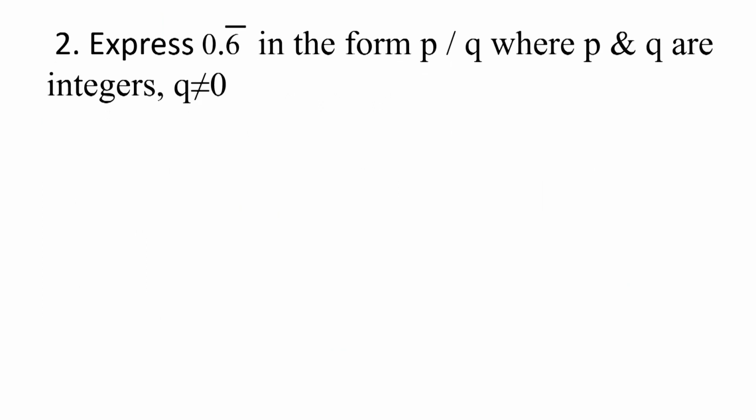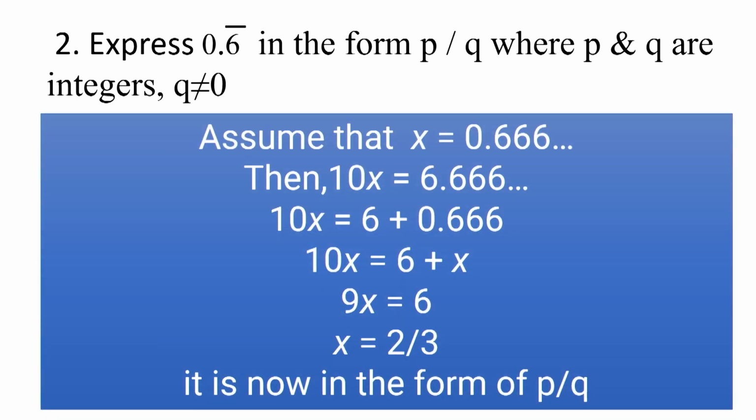For the second question, express 0.666 in the form of p by q, where p and q are integers and q is not equal to 0. Assume that x is equal to 0.666. Here one digit is repeating, so we multiply both sides by 10. We get 10x is equal to 6.666.